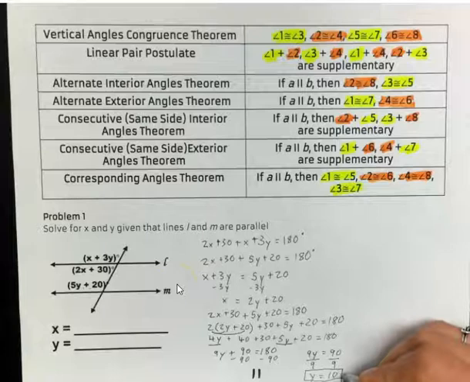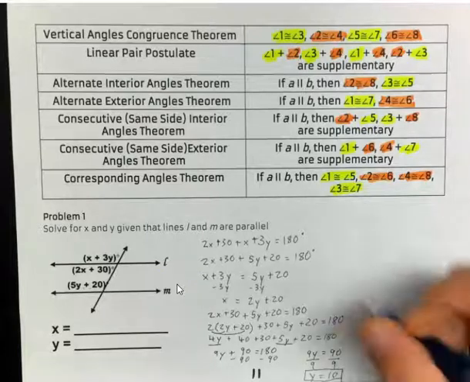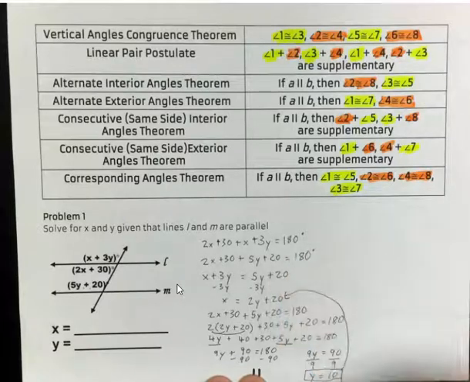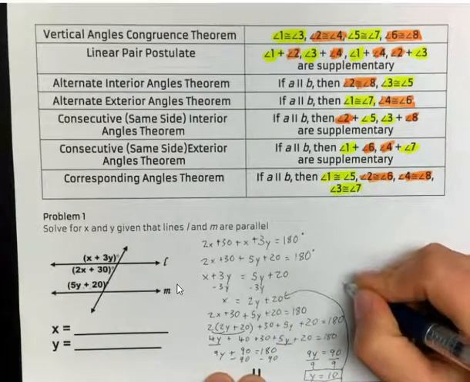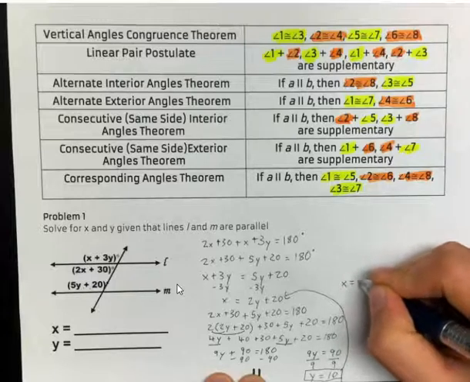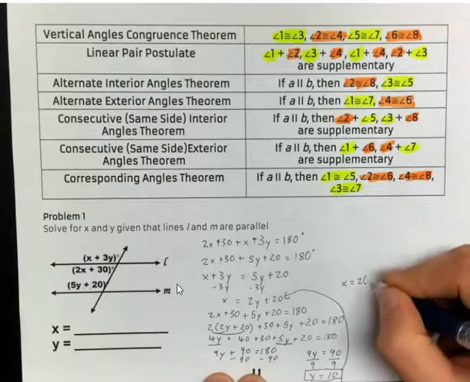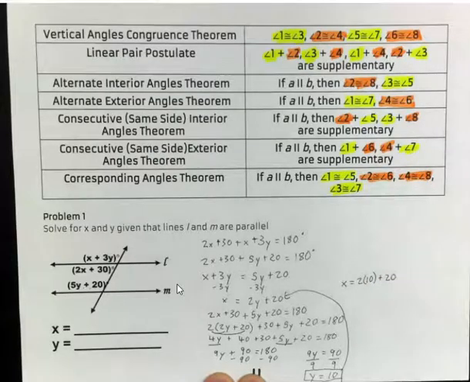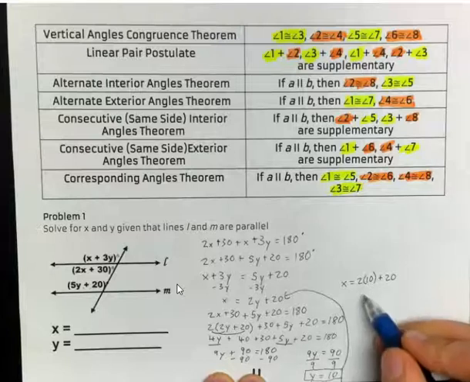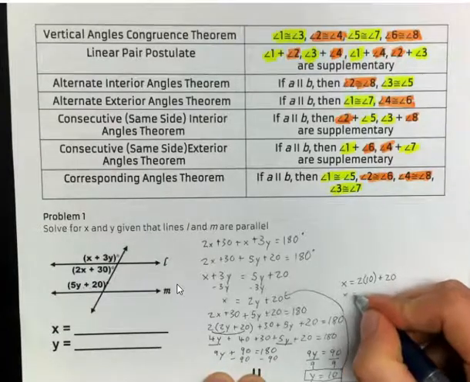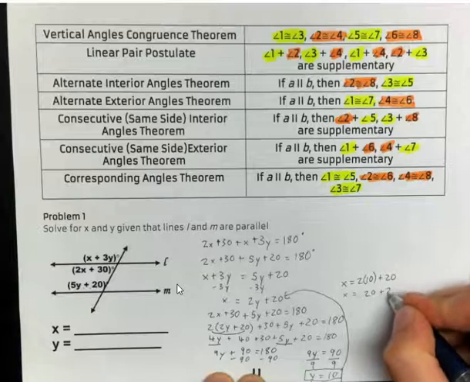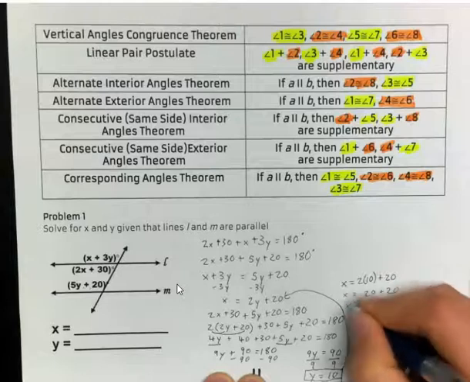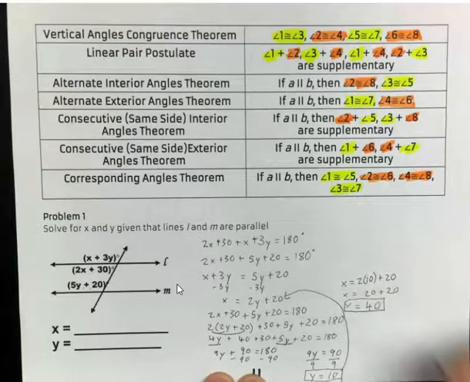So to solve for x, I'm going to take this y, and I'm going to plug it back in right there. Okay, so I get x is equal to 2 times 10 plus 20. So I just plugged that 10 in where the y was. So that means x is equal to 20 plus 20 equals, x is equal to 40. So now I solved for both x and y.